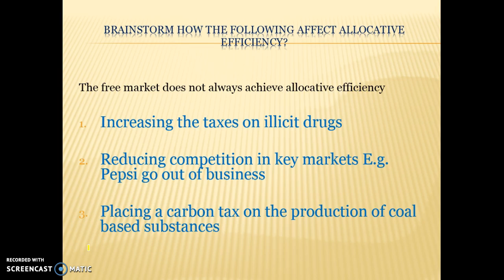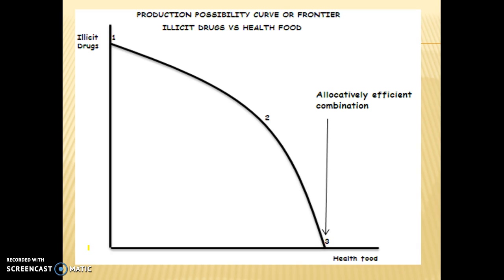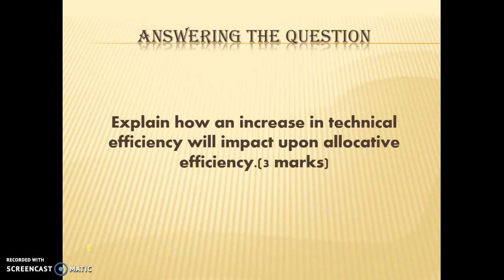How will the following affect allocative efficiency? Alright, putting a tax on illicit drugs. Well, society decides that these products are not allocatively efficient. Okay, it's not allocatively efficient for people to be smoking marijuana or cocaine. So we're better off putting taxes on them, or in some cases banning them, to increase society's welfare or living standards. We'll talk about the other two in class. As I said to you before, only one point on the curve is allocatively efficient.